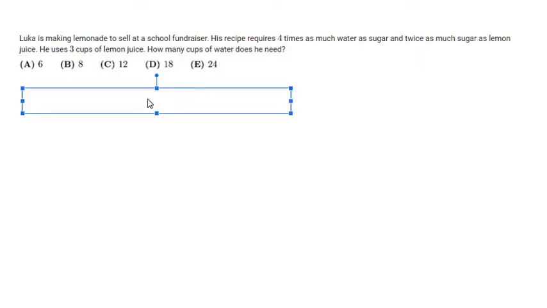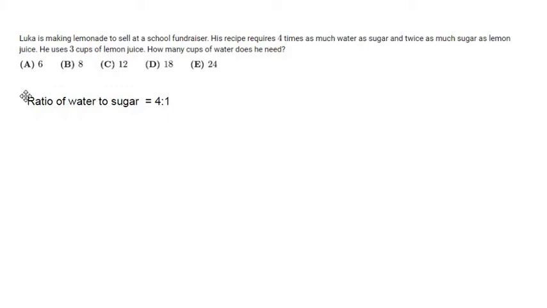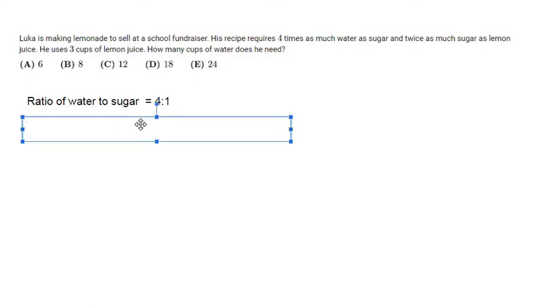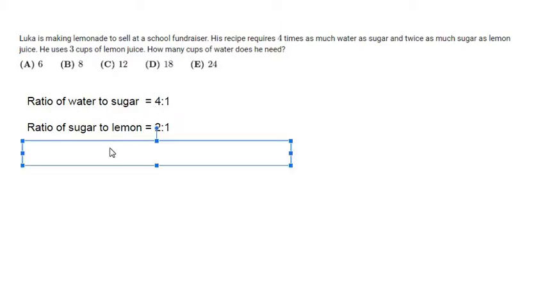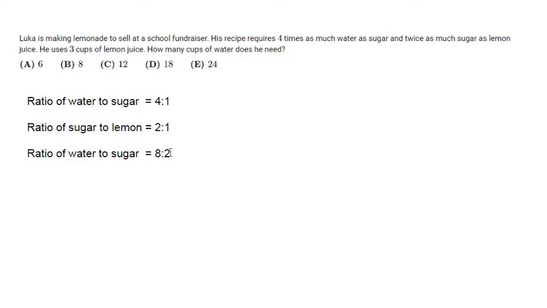So to solve this, first we can make the ratio from water to sugar because his recipe requires 4 times as much water as sugar, which is 4 to 1, okay? And then we have another ratio, sugar to lemon, which is twice as much sugar as lemon. So that's a 2 to 1 ratio of sugar to lemon. Now we can get these two ratios. We can have a three-way ratio, water to sugar to lemon. But to have that, we need to multiply the first ratio by 2.